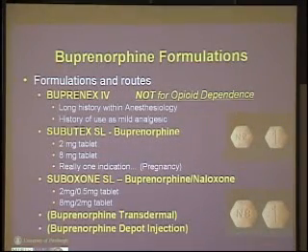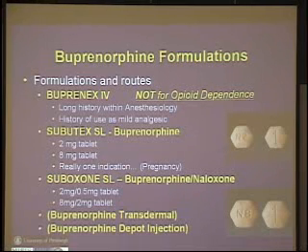Here are the formulations for buprenorphine. There are many of them. If you talk to your anesthesiology colleagues, they know buprenorphine extremely well. It's well known in the anesthesiology literature and the perioperative medicine literature. The IV formulation of buprenorphine is called Buprenex. It is not approved for opiate dependence treatment. Only the sublingual formulations of buprenorphine are allowed, or FDA approved.